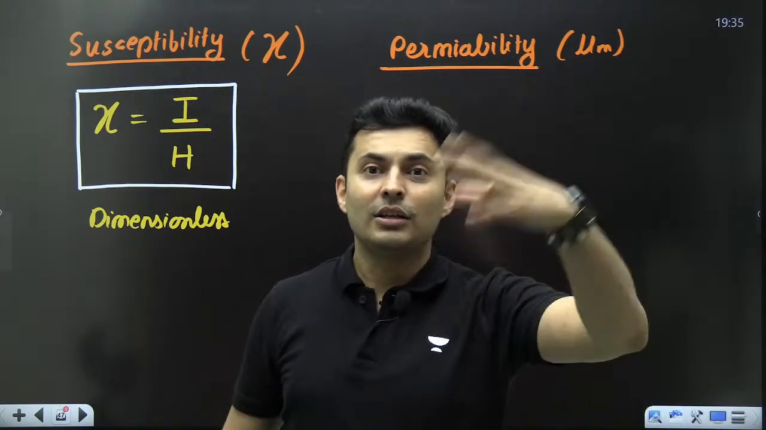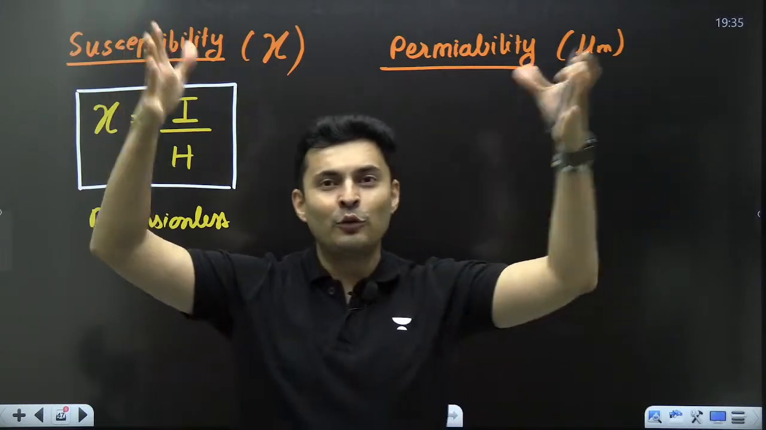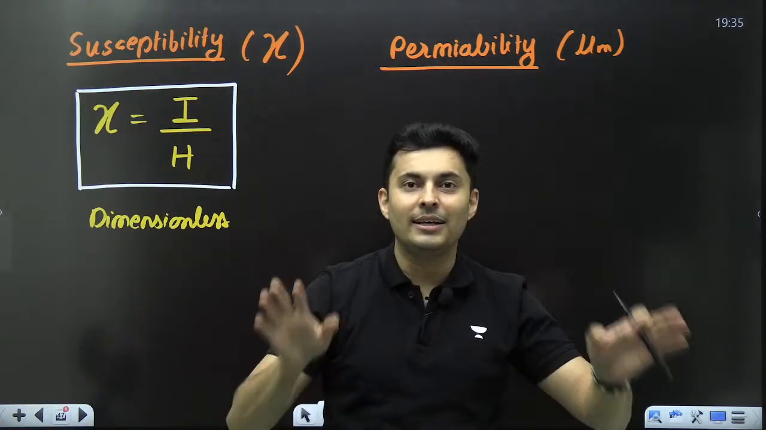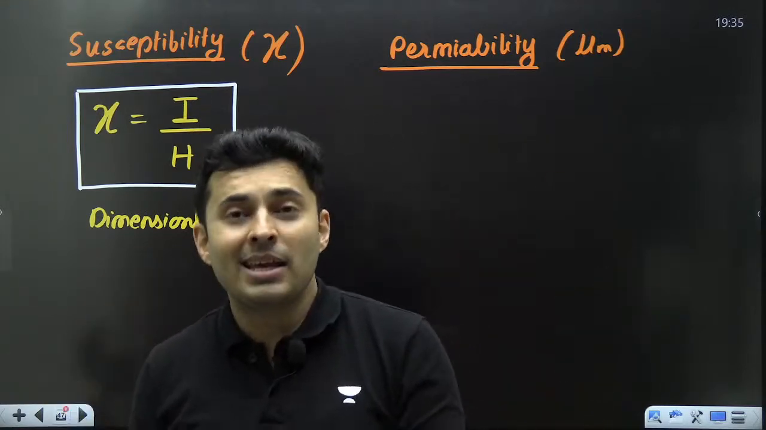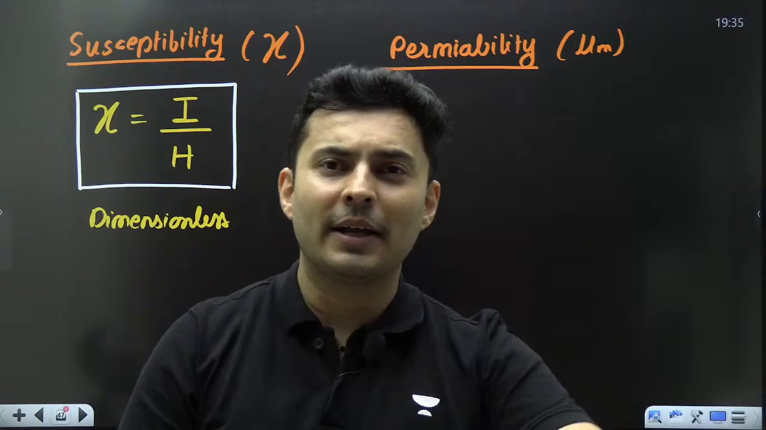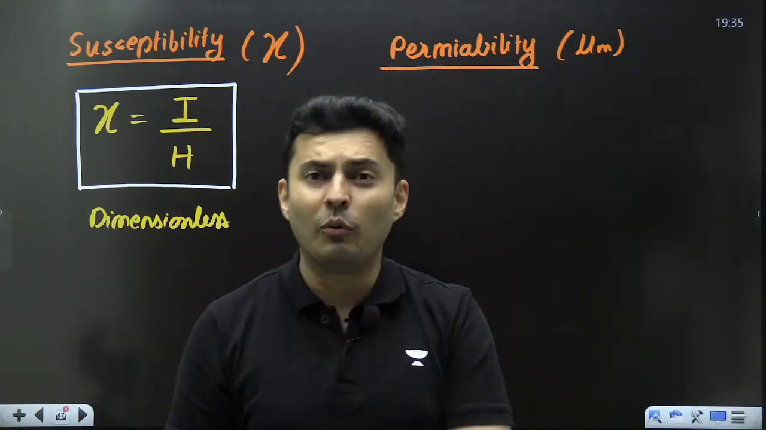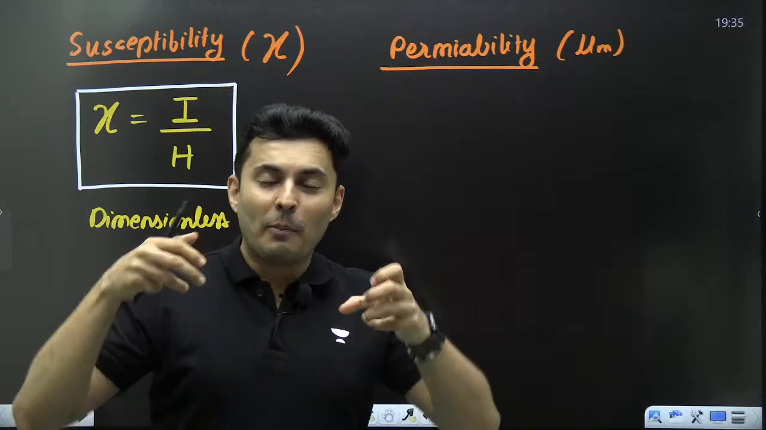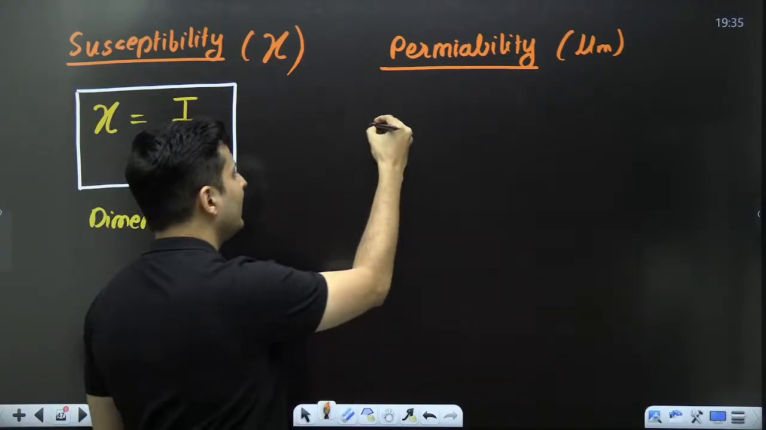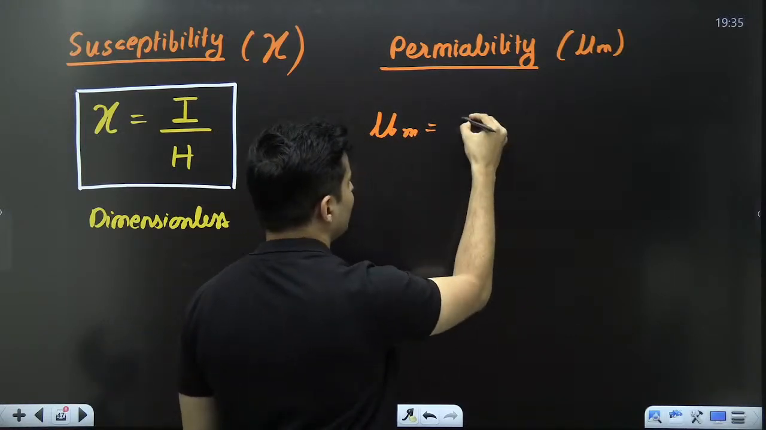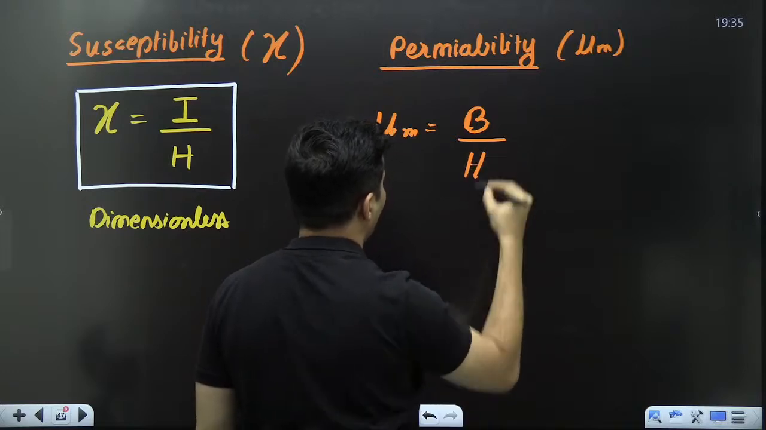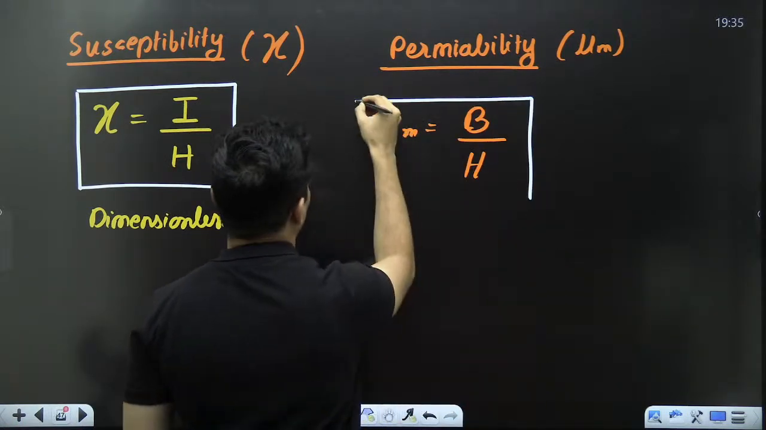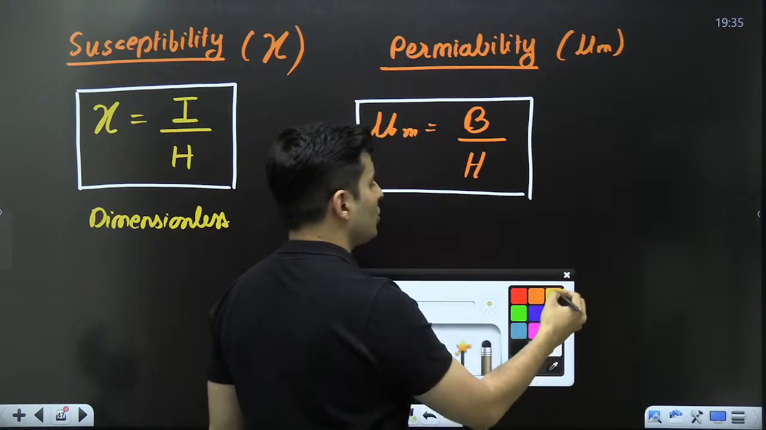Like you say in geography, these rocks are permeable. Meaning if rain falls, the water immediately seeps in, the groundwater rises, and water easily enters the ground. Impermeable means the rocks do not let the water go in. The mud is very hard and does not let the water seep in. So permeable means how easily the field lines can penetrate and enter inside that medium. And the value of mu of that medium is nothing but B total divided by the magnetizing field. This is the net field, this is H. So another important formula right over here, which you should remember.